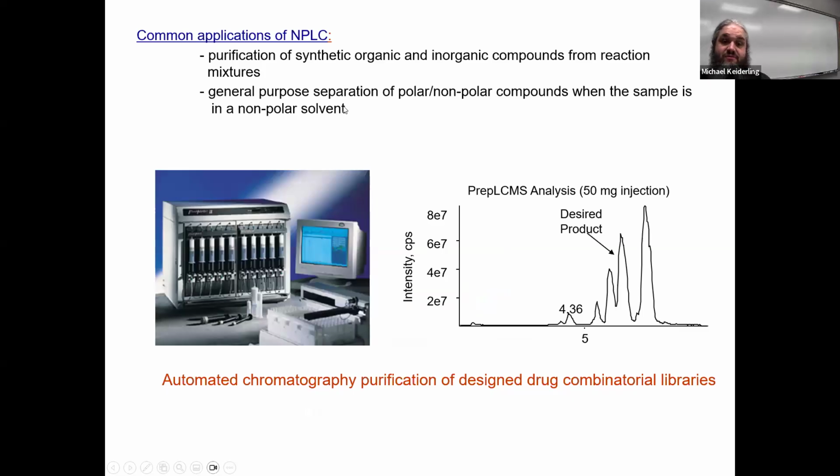So the common applications for normal phase liquid chromatography are the purification of synthetic organic and inorganic compounds from reaction mixtures, and the general purpose separation of polar and nonpolar compounds from samples in a nonpolar solvent.